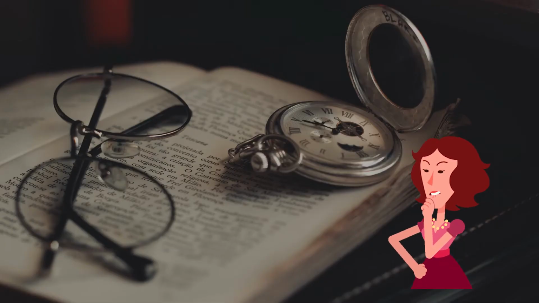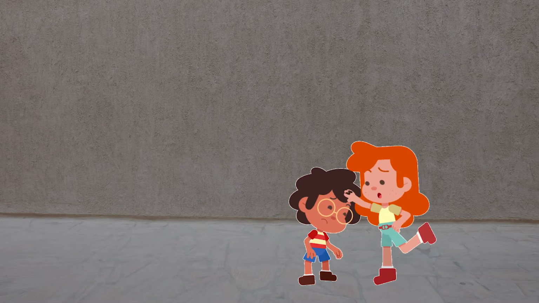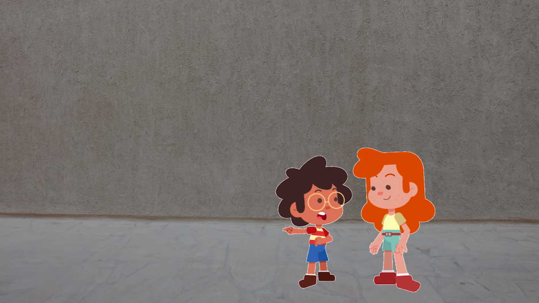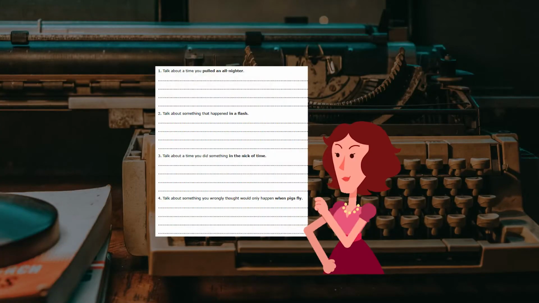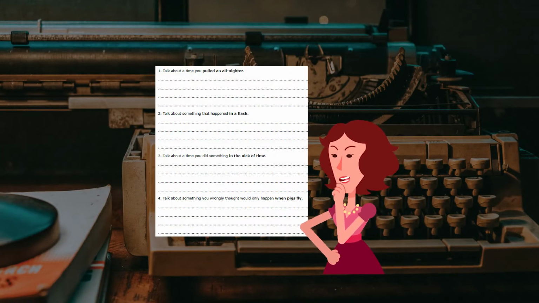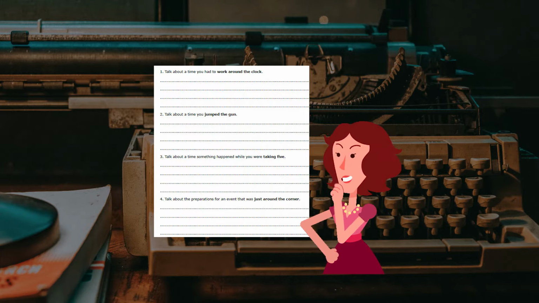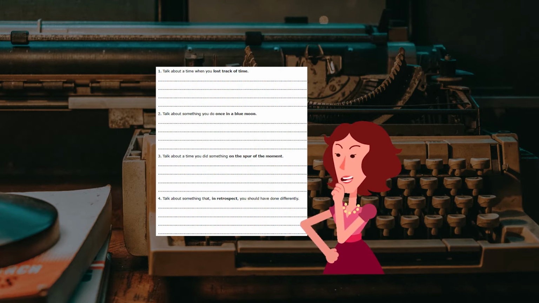So what I like to do is get the students to work in pairs or groups and write a short incident related to the idiom they get. The PDF has 12 idioms and I divide some of the idioms among the groups. So for example, group 1 will get to work on talking about a time they had to work around the clock. Group 2 will go with talking about a time they had to pull an all-nighter, and so on.